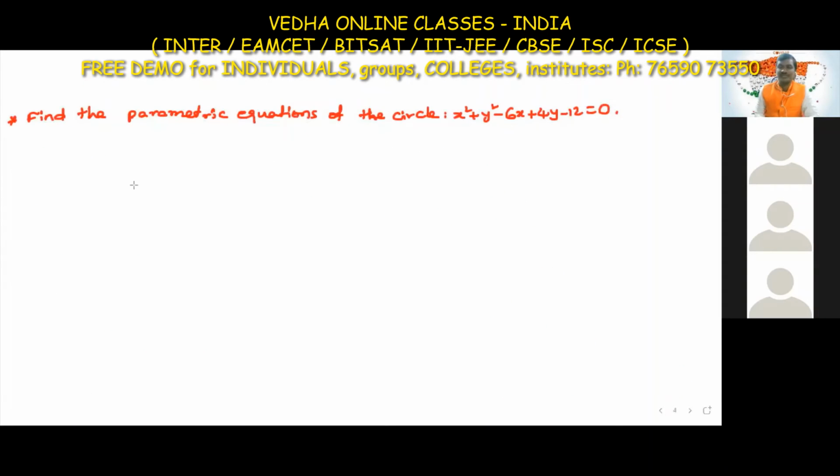Now we'll go to the next question. Find the parametric equations of the circle. What is the given equation? The given circle equation is x square plus y square minus 6x plus 4y minus 12 equal to 0. This is the given circle equation.